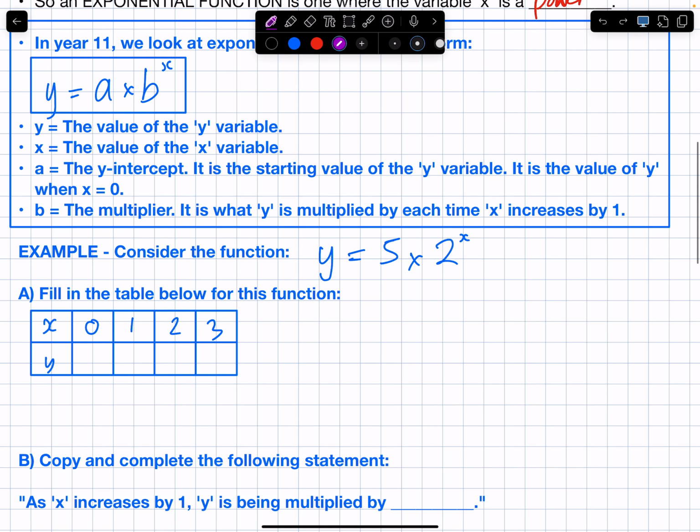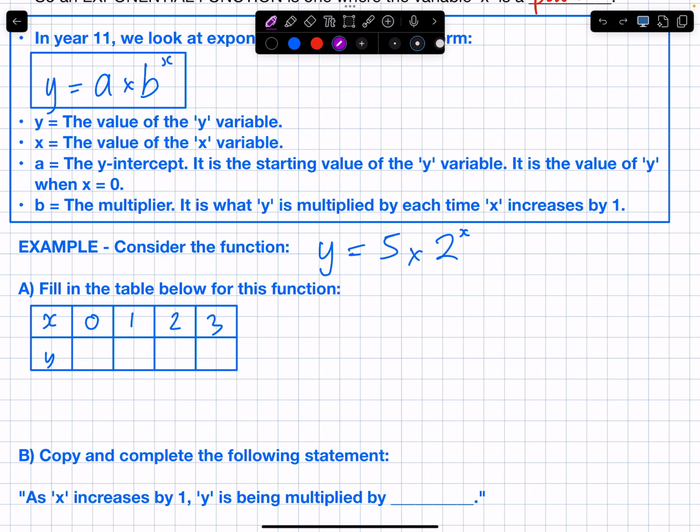You just need to get good at using the function so you can graph eventually. But fill in the table below for this function. How am I going to fill in that table? I want to know what y is when x is 0. So 5 times by 2 to the power of 0. What is any number to the power of 0? Does anyone remember? 1. Well done. So it's going to be 5 times by 1. So the first number is going to be 5.